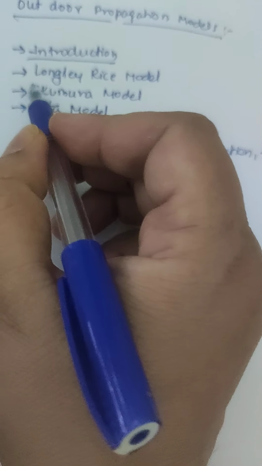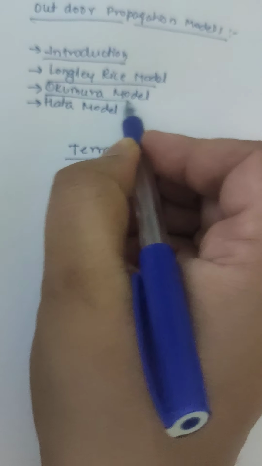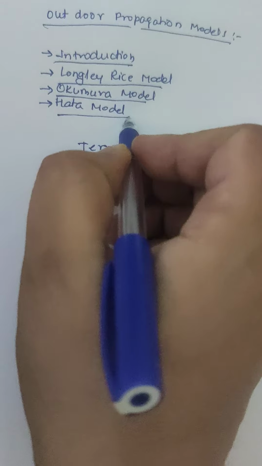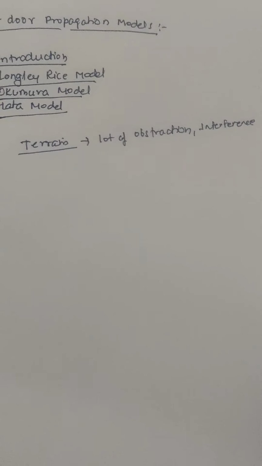Today our topic is outdoor propagation models, in which we have the following contents. First is the introduction. Second is the Longley-Rice model. After that we will follow the Okumura model, and the last topic is the Hata model.